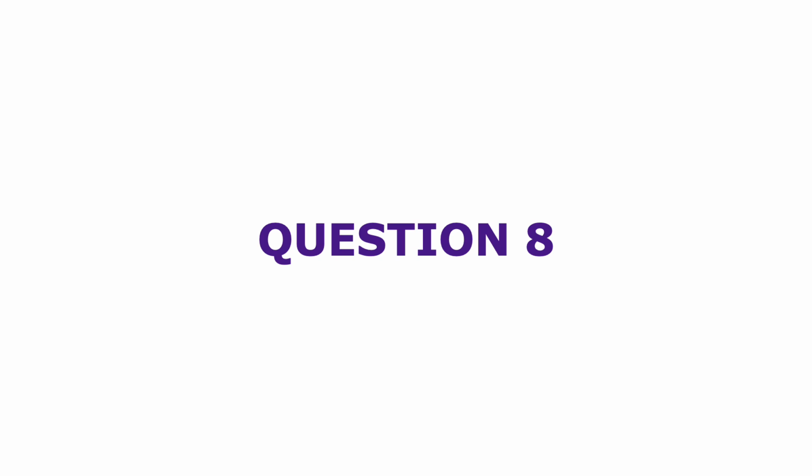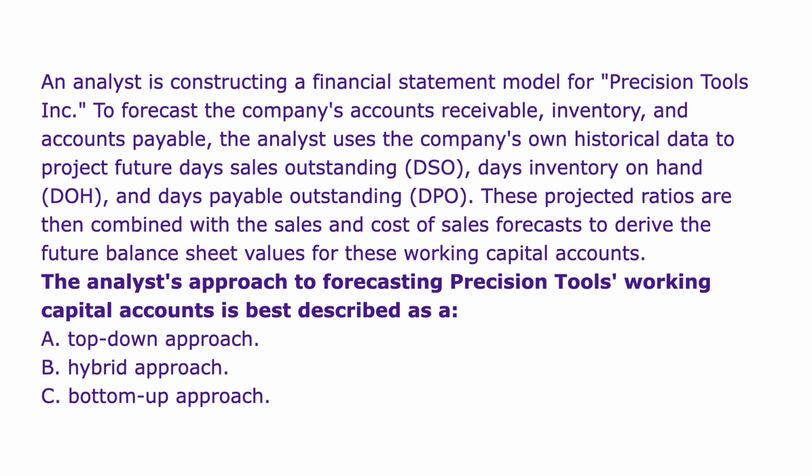Question 8. An analyst is constructing a financial statement model for Precision Tools Incorporated to forecast the company's accounts receivable, inventory, and accounts payable. The analyst uses the company's own historical data to project future days sales outstanding, DSO, days inventory on hand, DOH, and days payable outstanding, DPO. These projected ratios are then combined with the sales and cost of sales forecasts to derive the future balance sheet values for these working capital accounts. The analyst's approach to forecasting Precision Tools' working capital accounts is best described as A. A top-down approach, B. Hybrid approach, C. Bottom-up approach.